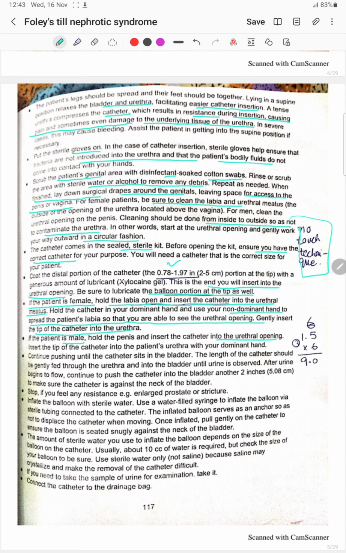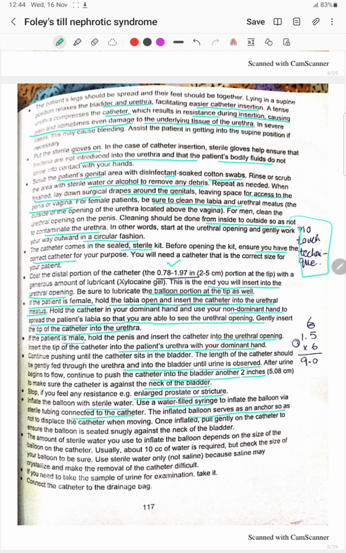Insert the tip of the catheter into the patient's urethra with your dominant hand and continue pushing until the catheter sits in the bladder. The catheter should be gently fed through the urethra into the bladder until urine is observed. After the urine begins to flow, continue to push the catheter into the bladder another 2 inches to make sure the catheter is against the neck of the bladder. Stop if you feel any resistance, for example, a large prostate or a stricture, and inflate the balloon with sterile water. Use a water-filled syringe to inflate the balloon by the sterile tubing connected to the catheter.